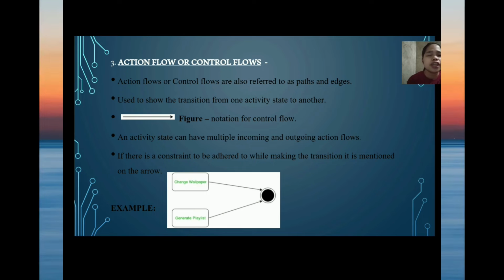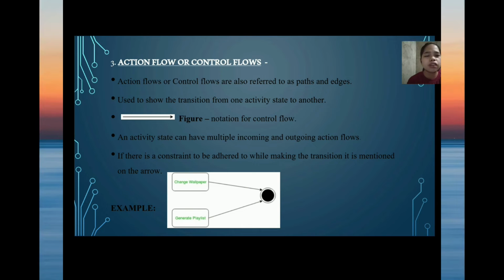The third notation is the action flow or control flows. Action flows or control flows are also referred to as paths and edges. They are used to show the transition from one activity state to another. As we have seen, there is a figure of a line with an arrowhead, which is mauni ang ginagamit to represent the control flow. An activity state can have multiple incoming and outgoing action flows.